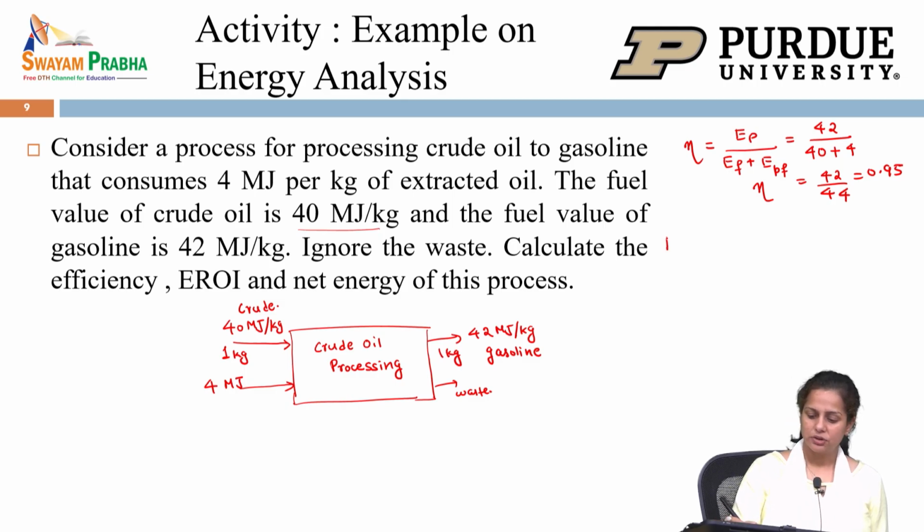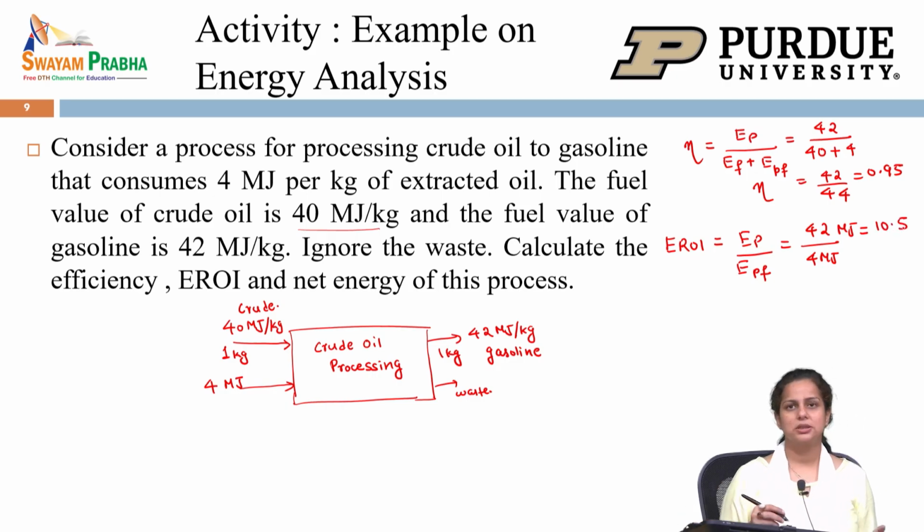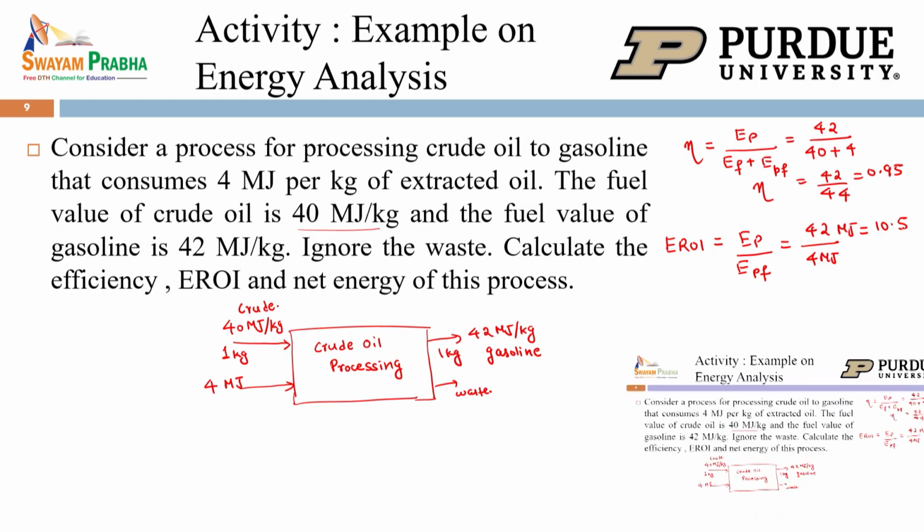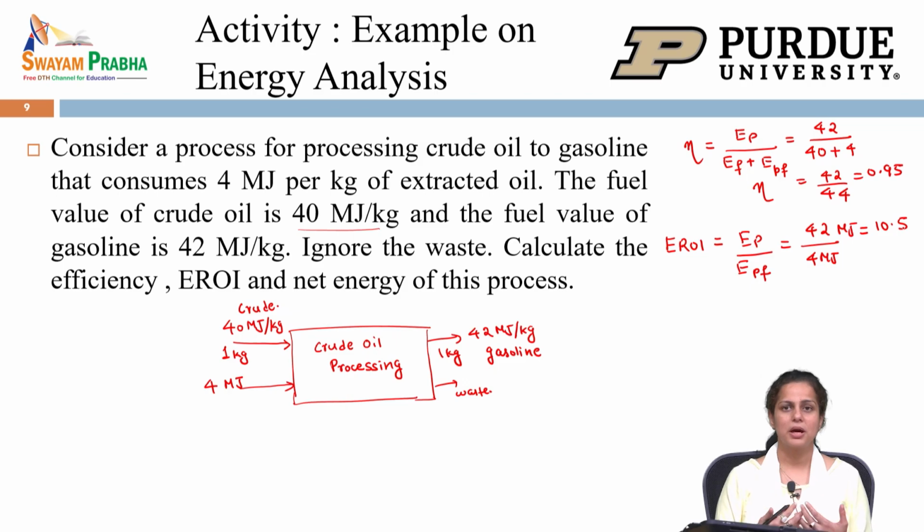Next, we can calculate energy return of investment. Your energy return of investment is defined as the product divided by the processing energy. So, our product is 42 megajoule and we have 1 kg. So, that is 42 megajoules, and 4 megajoule is your processing energy. So, your EROI here comes out to be 10.5. So, you can see that the energy return of investment is about 10 times, which means that this process is really good in terms of giving back the energy that we have invested in the form of a product.